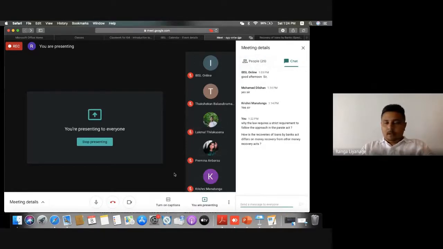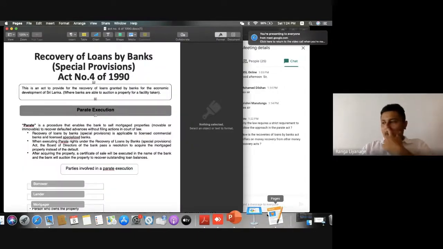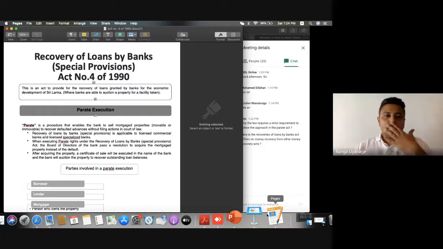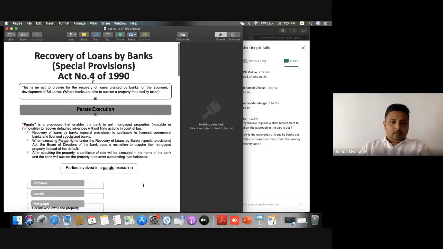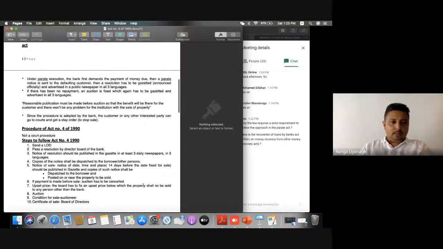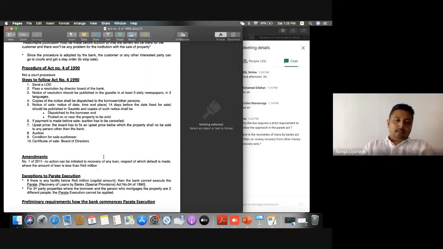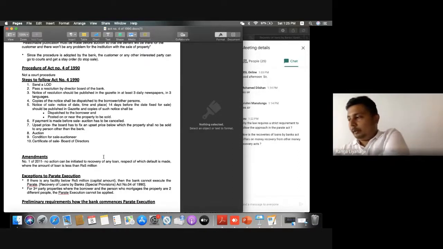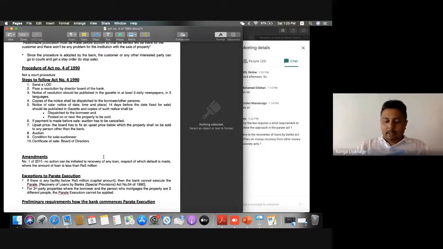Okay, then, coming back to our topic. I won't read through this once again. However, steps to follow under Act Number 4 of 1990, in very simple language: first, of course, you need to send the letter of demand. There should be a lawful, legal demand made by the bank. You can take your Recoveries of Loans by Banks Act with you, and we will go through it one by one.